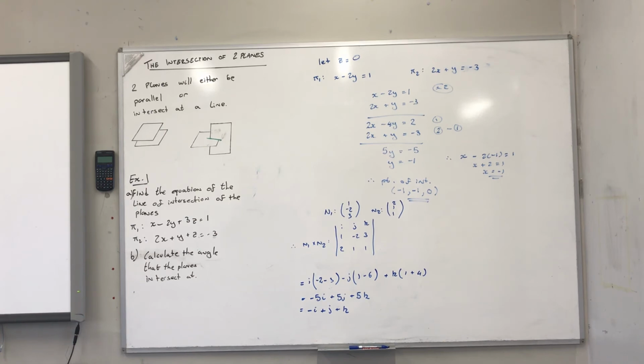Okay? So now I've got a point on the line, and I've got a normal to the line, which means I now can use that to calculate the equation of the line.